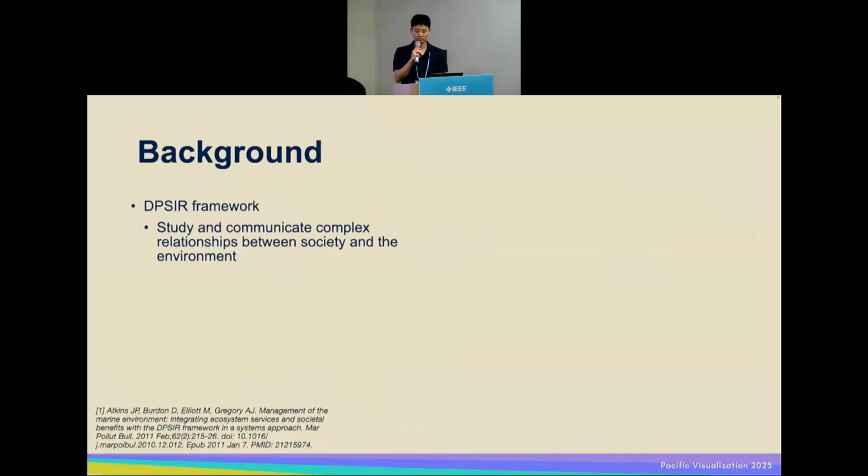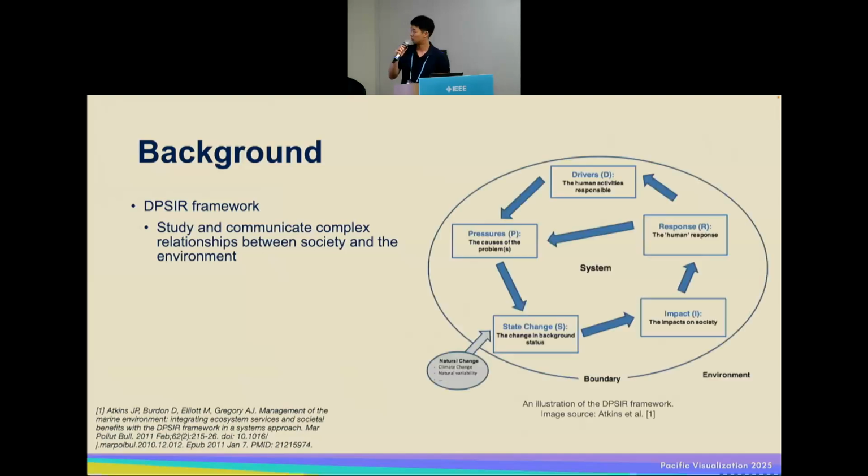So to understand this, let's go back to the background of our environmental study, which is using the DPSIR framework. This framework is what environmental scientists use to study and communicate complex relationships between society and the environment. This is a figure illustrating the framework, and it goes like this. You start with the human activities, which are the drivers that affect the ecosystem. This can be usage of water or usage of electricity.